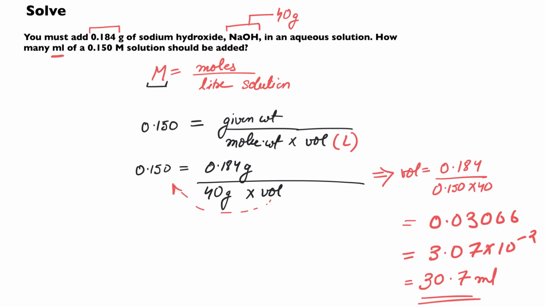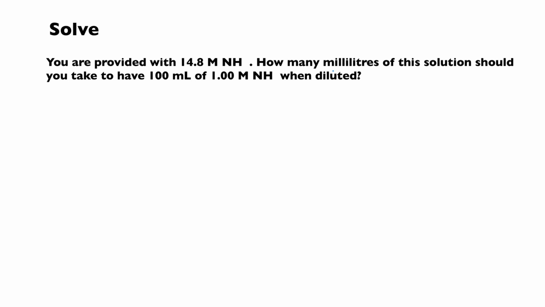Now I want you to try a problem of your own, and we'll discuss this in the next video. You're provided with a solution that is 4.8 molar NH3. How many milliliters of this solution should you take so that you have 100 ml of 1 molar NH3 when diluted? Let me know the answer in the comments below, and we'll do another video and talk more about it. I should give you a hint: this has to do with dilution, right?